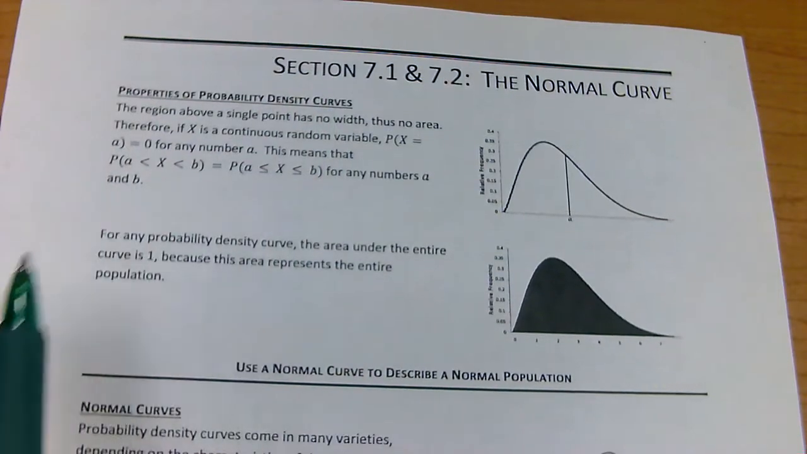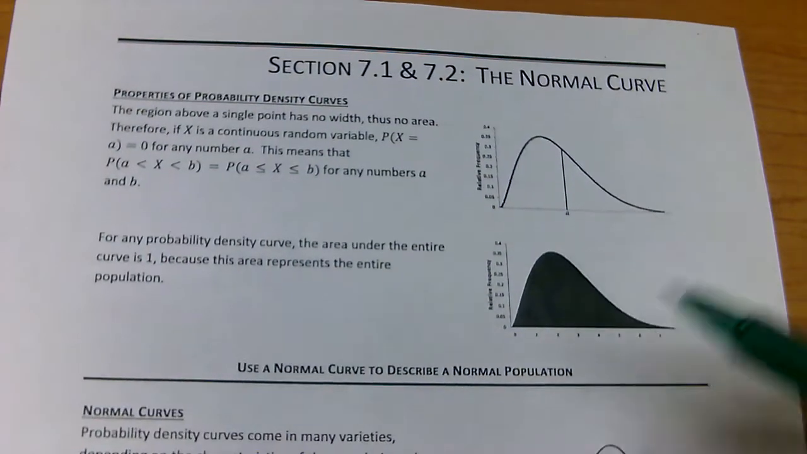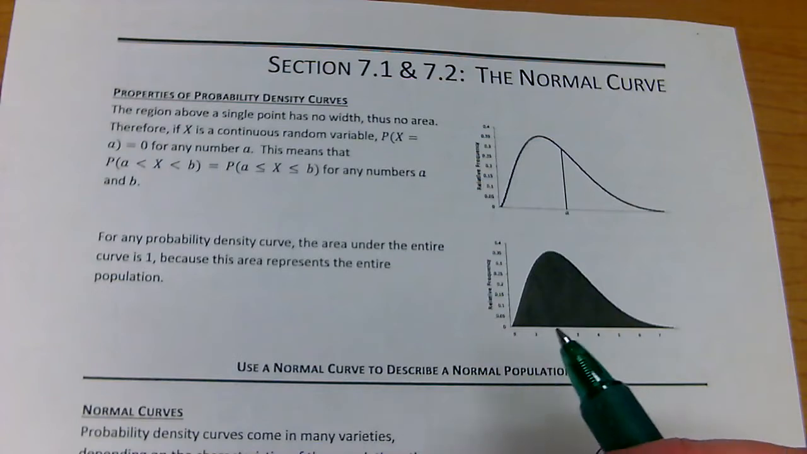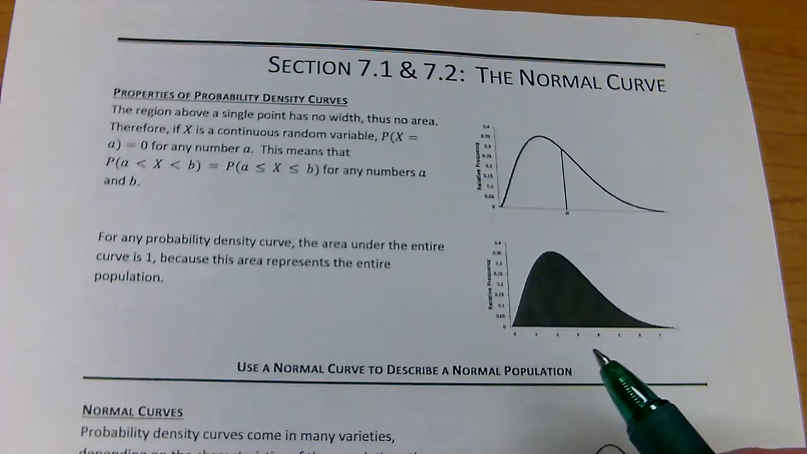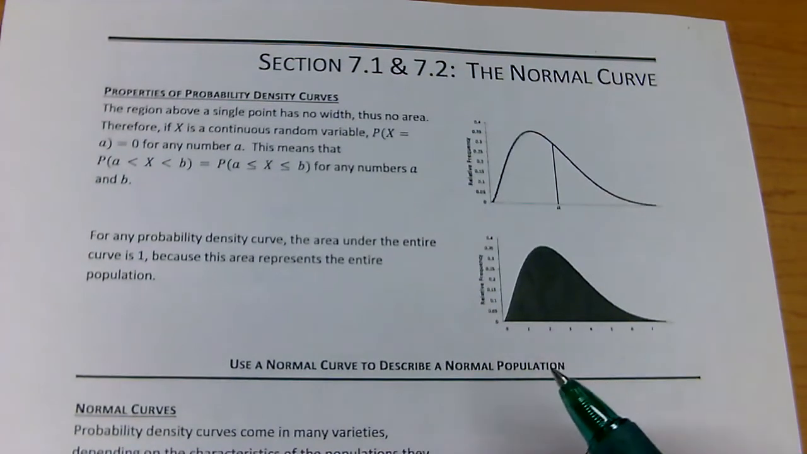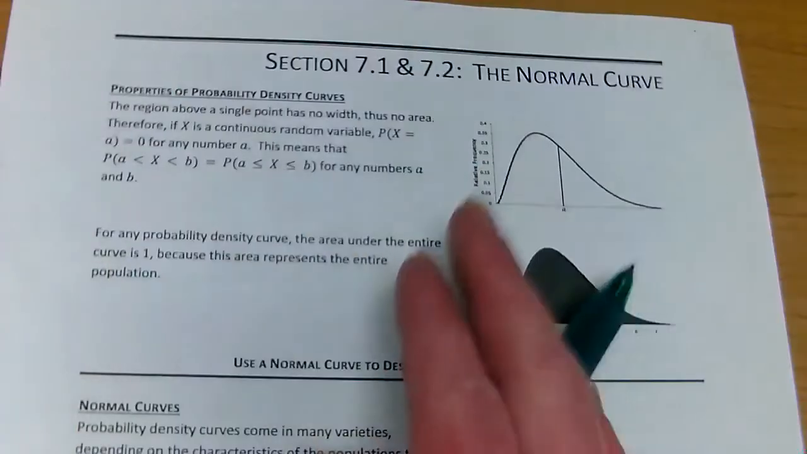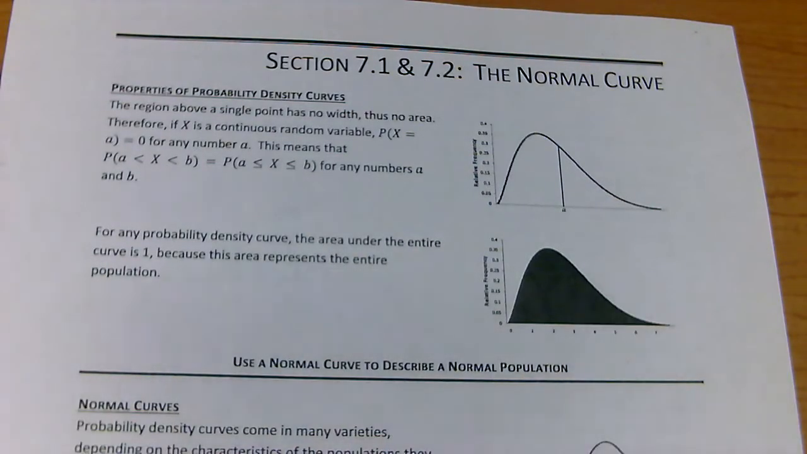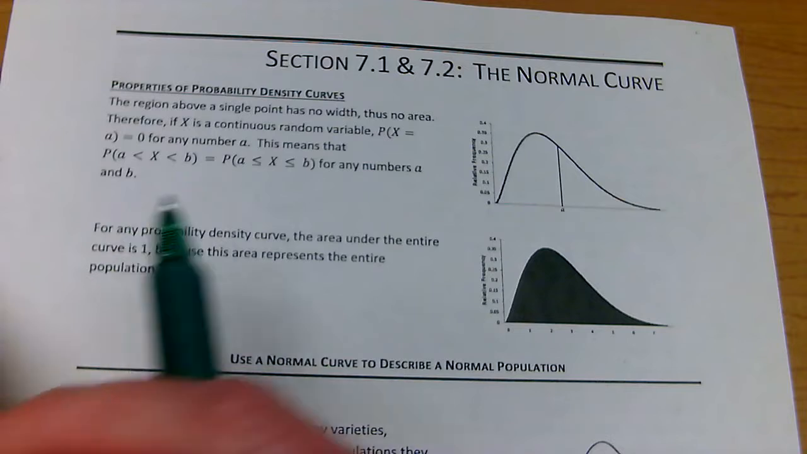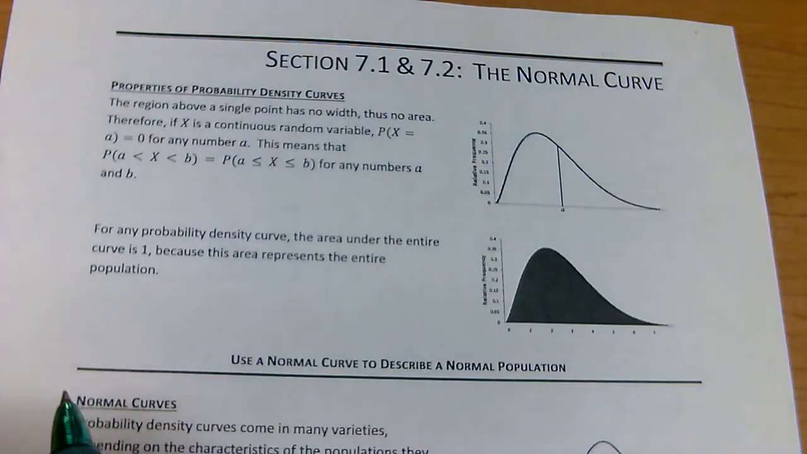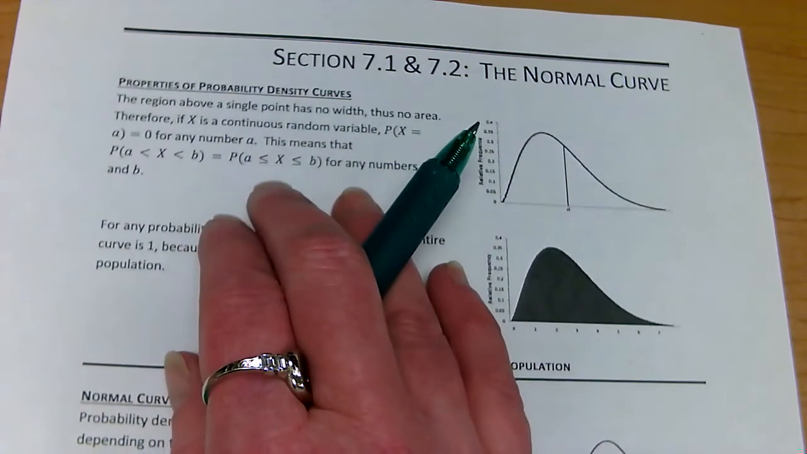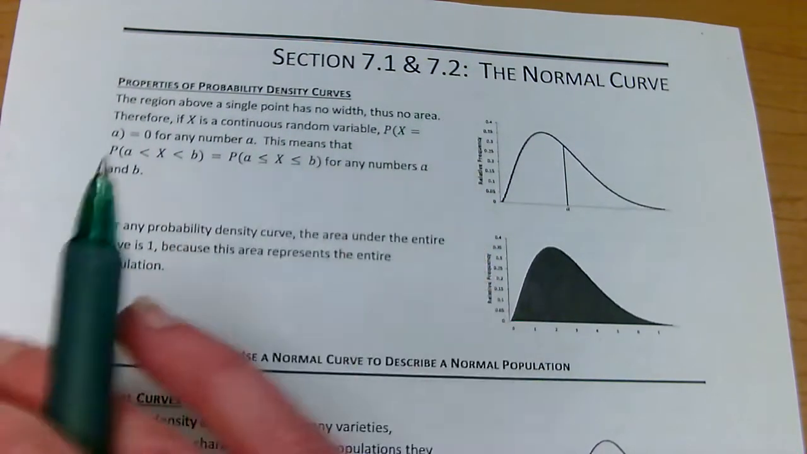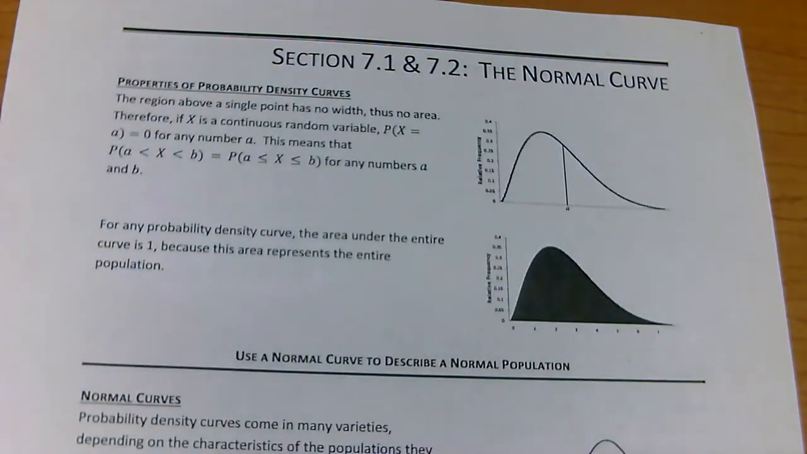Because when I'm going between 2 and 3, I'm going to go from 2 all the way to 2.9999999. Where with discrete, it was 1, 2, 3, 4. With this, we're talking about not discrete, but continuous data. So we don't have to worry so much about being distinct about less than or equal to. It's going to be the same thing.